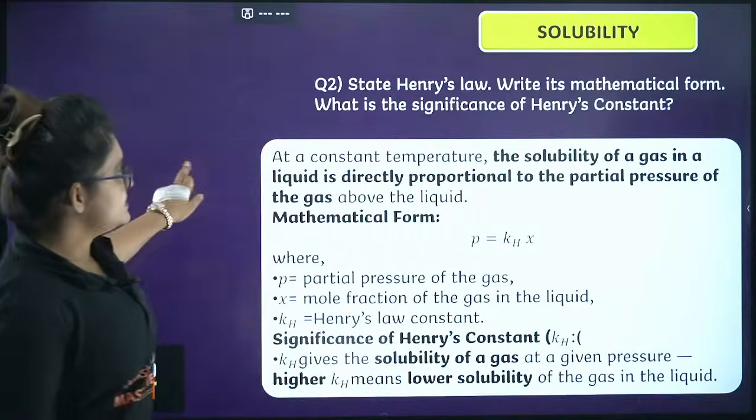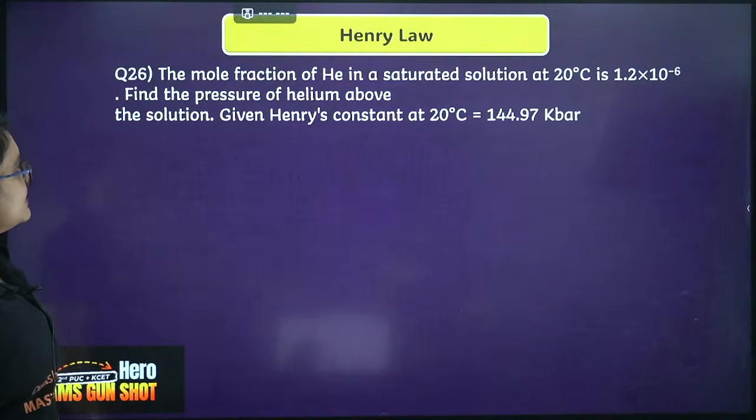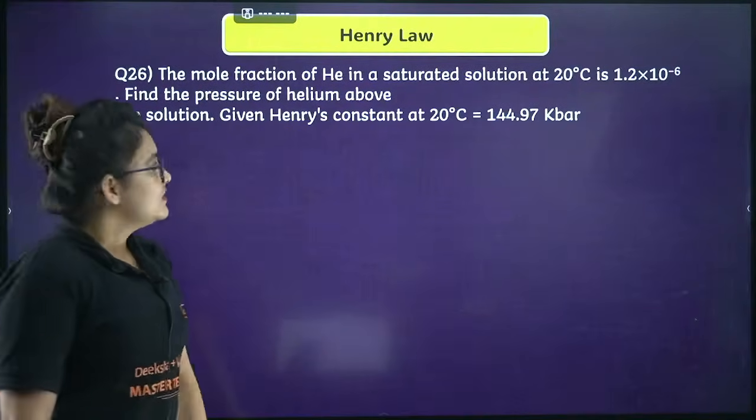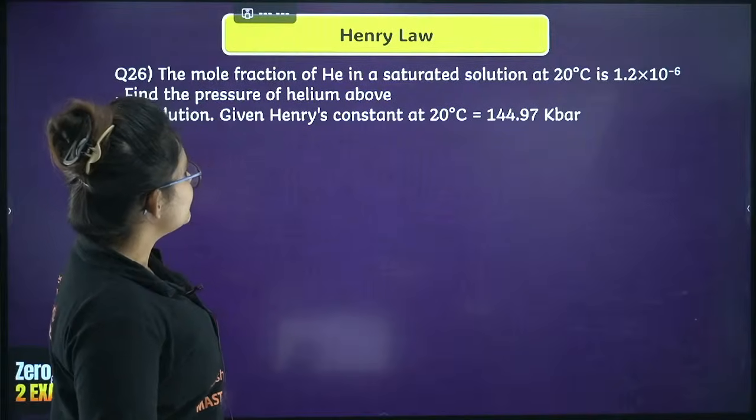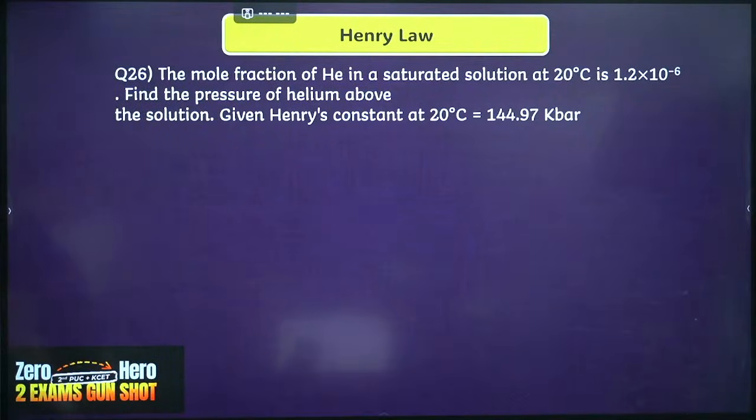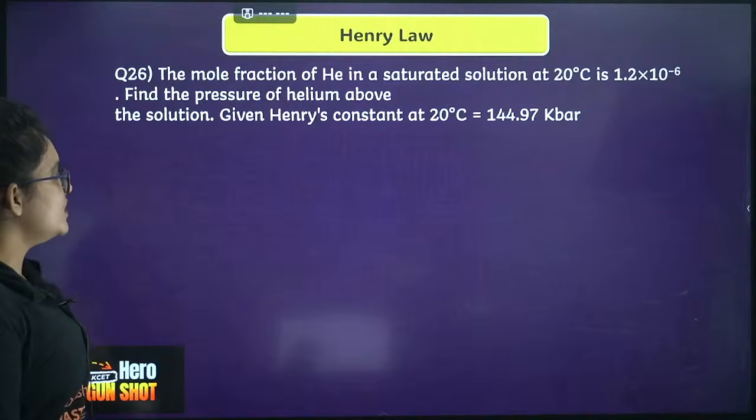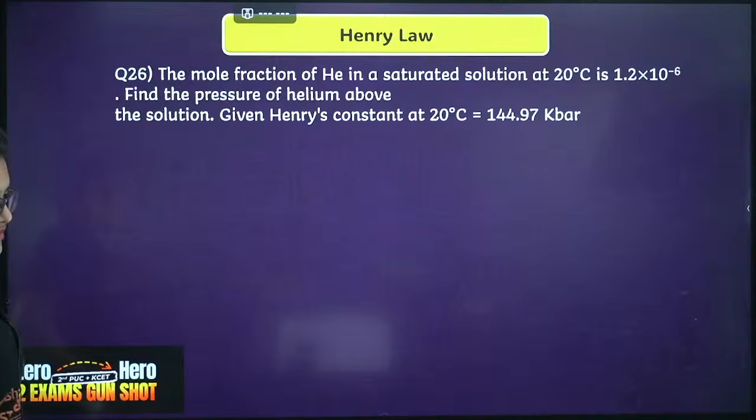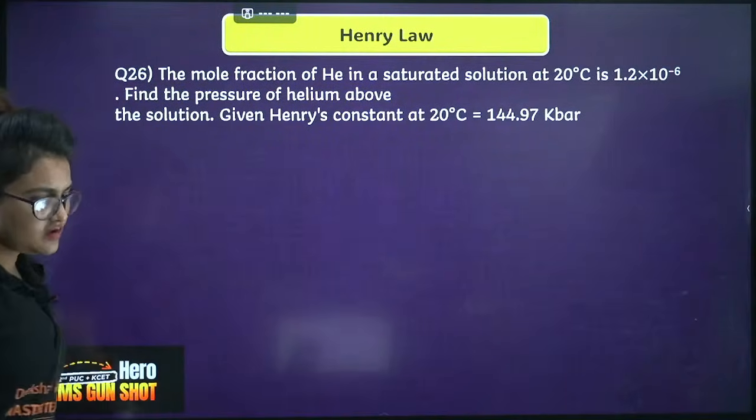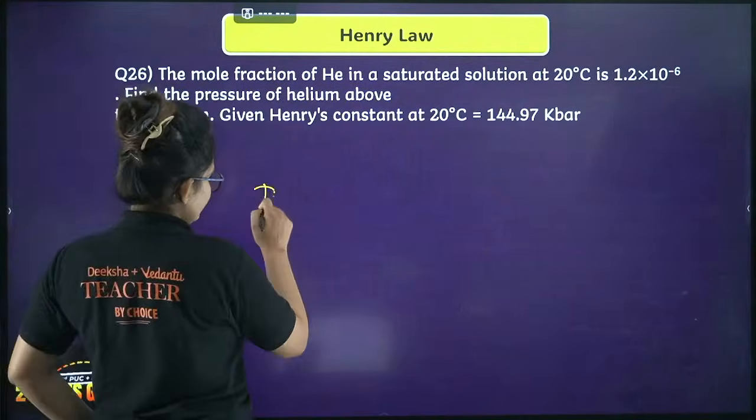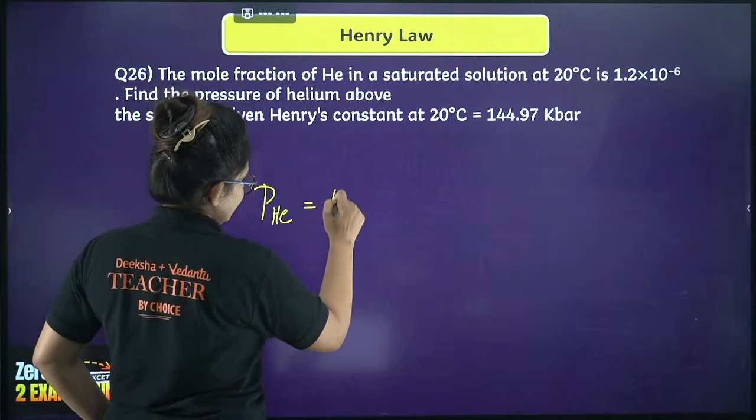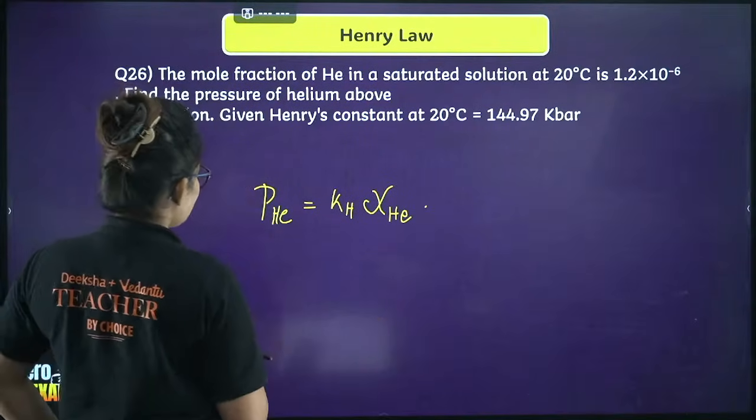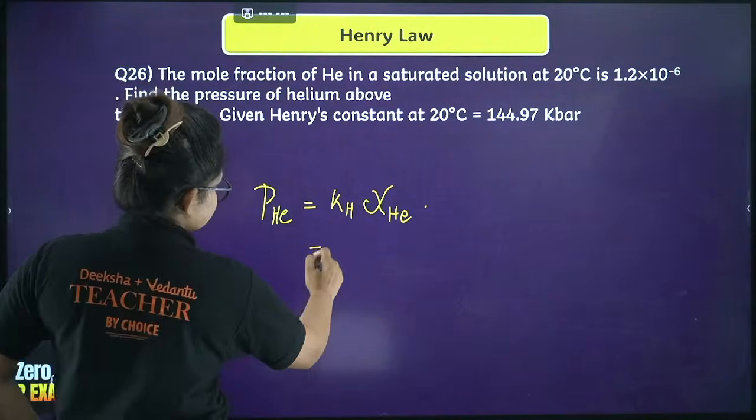Let's proceed further. You can see the next question. It is a numerical based question, that is also a board level question. The mole fraction of helium in a saturated solution at 20 degrees Celsius is 1.2 into 10 power minus 6. Find the pressure of the helium in the above case. So here it is simple, you just have to apply: pressure of helium is basically kH into mole fraction of helium, right? Now just put the value.